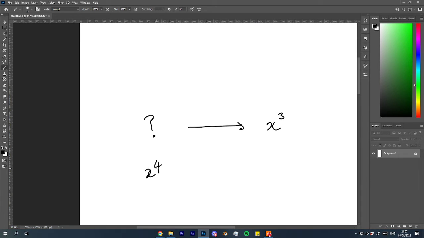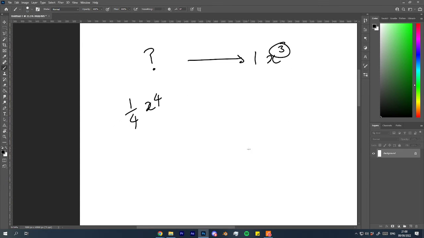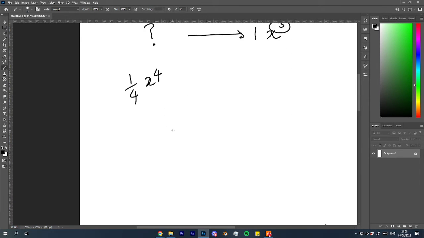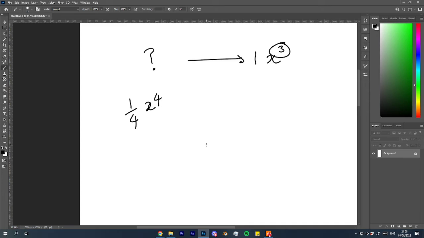We need something, 4 times something, to become 1. So that's going to be 1/4. 1/4 times 4 is just 1, and then we subtract 1 from the index, and that becomes 3. Now there's also a rule for this. You'll end up finding a pattern. I want to let you guys try to figure that out. I'm going to give you another one.